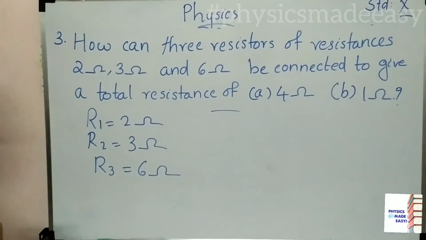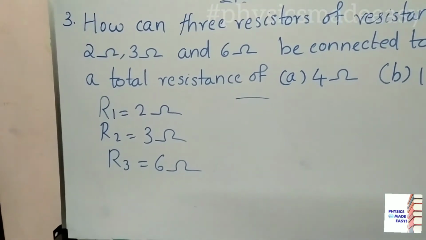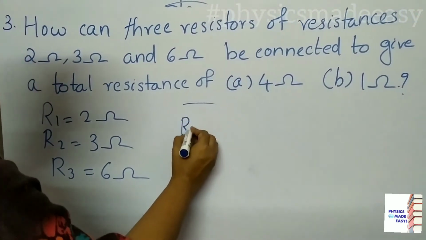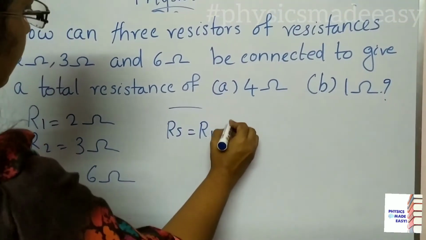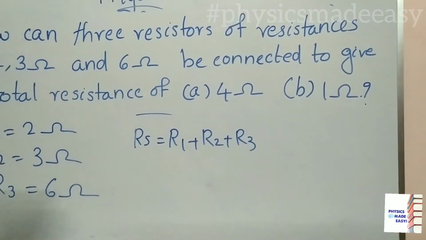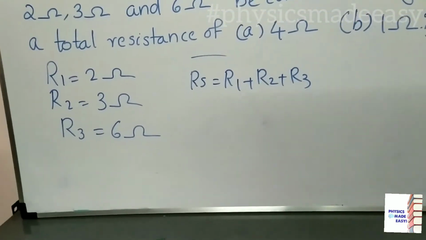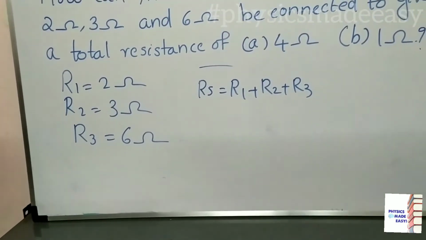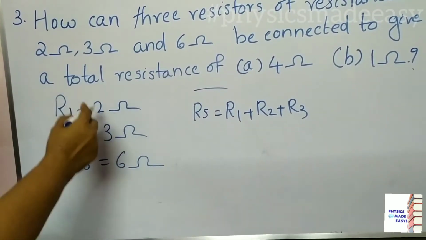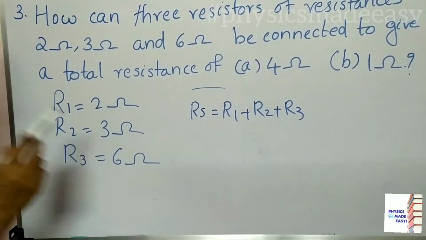So, first we can take if these 3 are connected in series, can we get this resistance? So, here I am going to find Rs is equal to R1 plus R2 plus R3. We are thinking if you are connecting all these resistors in series combination, can we get this 4 ohm or 1 ohm? But it is understood, children, that for getting that, if these 3 are connected in series, the resistance should be greater than 6 ohm.